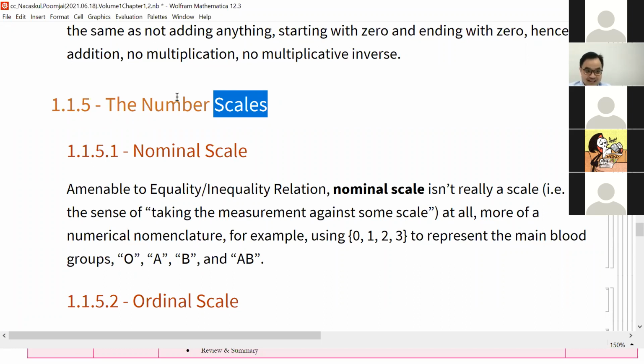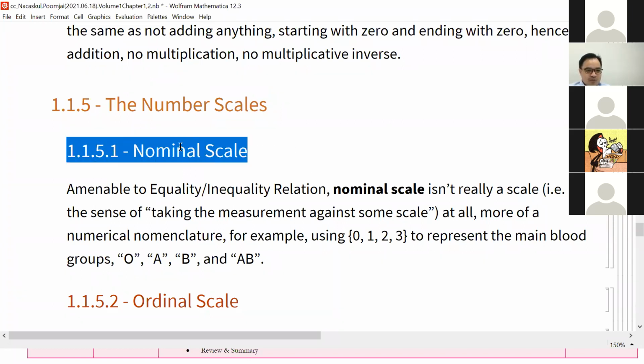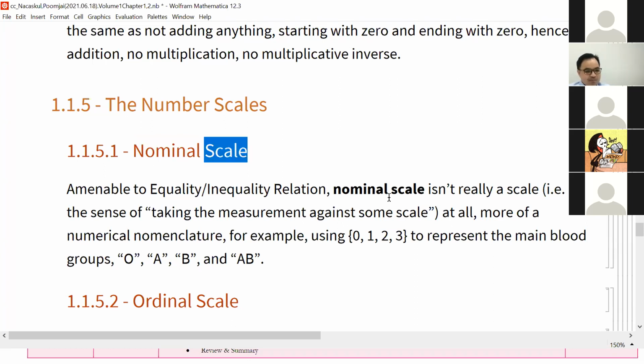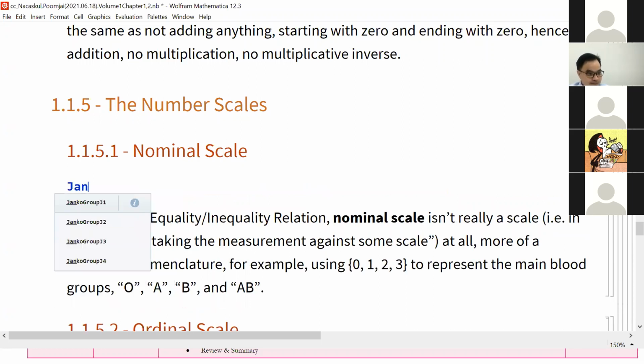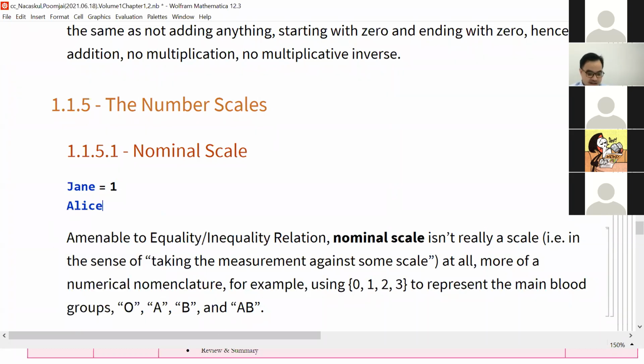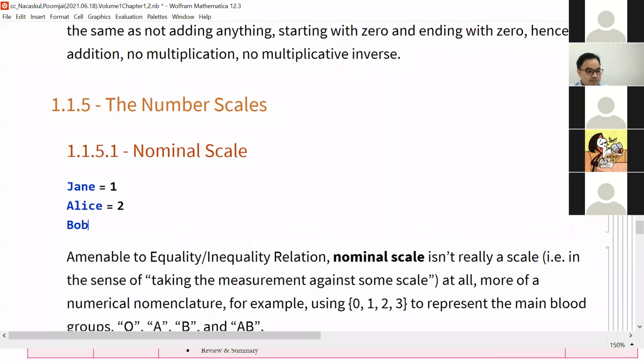But not so fast. Let's see what happened first. With scale, you can measure something, right? The problem is, I'm going to start you with this thing called nominal scale. This nominal scale is a scale, but you're measuring in the loosest sense of the word. Because nominal scale is a simple assignment. All it does is assign Jane is equal to 1. Alice is equal to 2. And Bob is equal to 3.